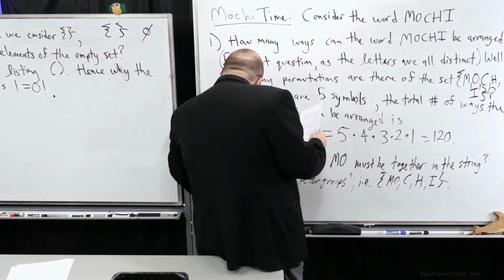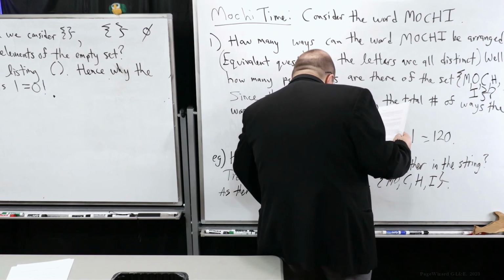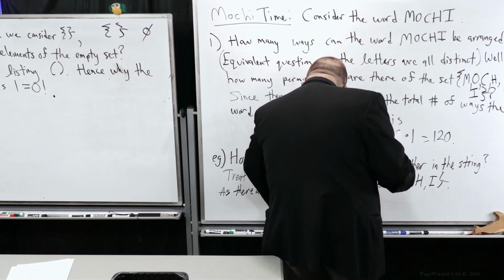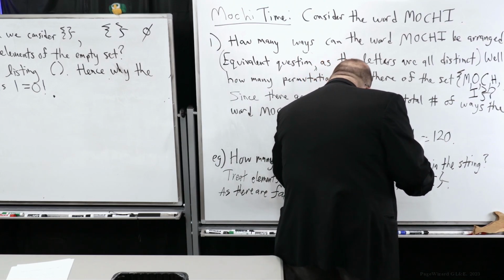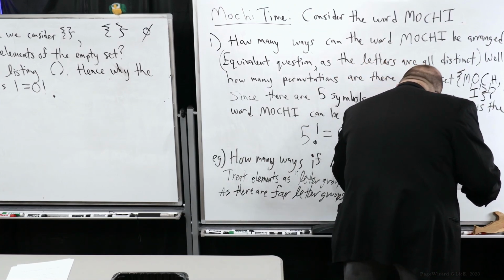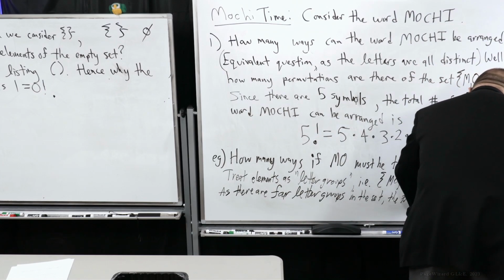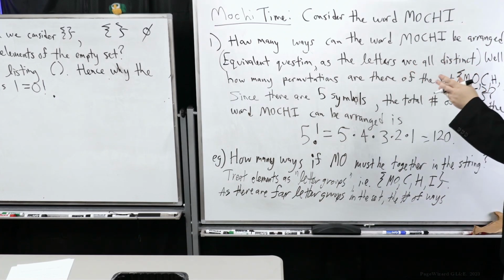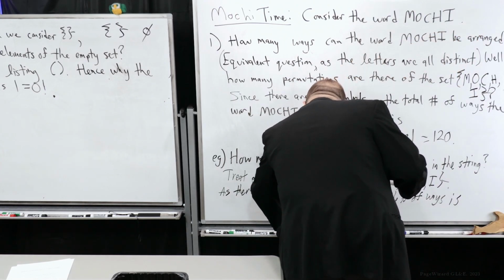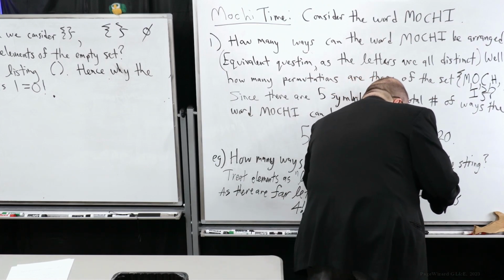So as there are 4, I got 1, 2, 3, 4, right? I have 4 letter groups in the set. The number of ways of arranging the word mochi, where M and O are together, is 4 factorial, right? There are 4 elements in that set. It's 4 times 3 times 2 times 1.